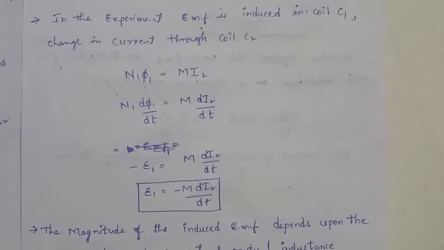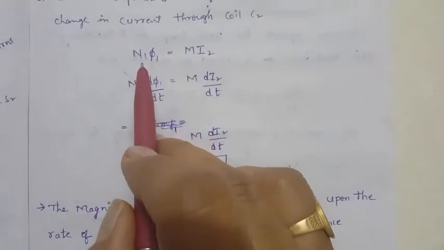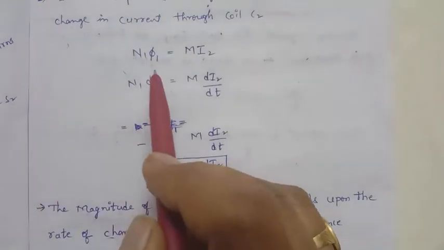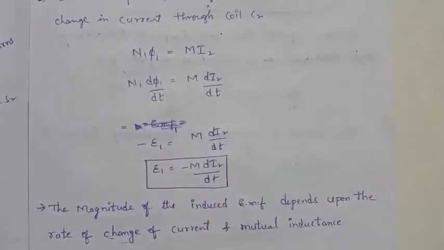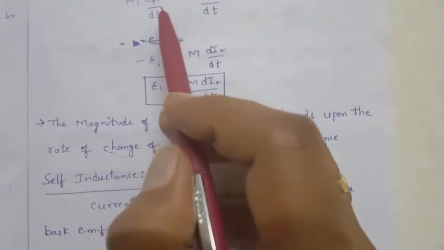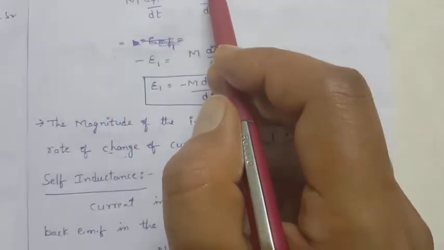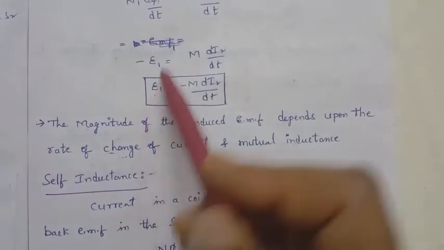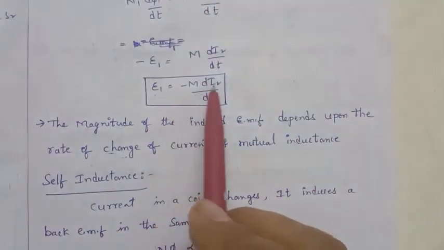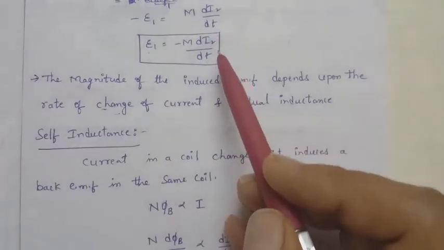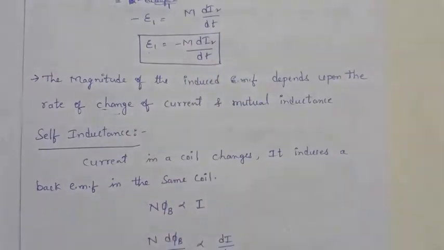So in the experiment, EMF is induced in a coil C1 due to a change in current through coil C2. This formula is framed based on the inductance: N1 phi1 is equal to M I2. So the rate of change of magnetic flux is nothing but the induced EMF, E1. Here, due to I2 there is induced EMF E1, and due to I1, E2. So E1 is equal to minus M dI2 by dt. The magnitude of the induced EMF depends upon the rate of change of the current and the mutual inductance.